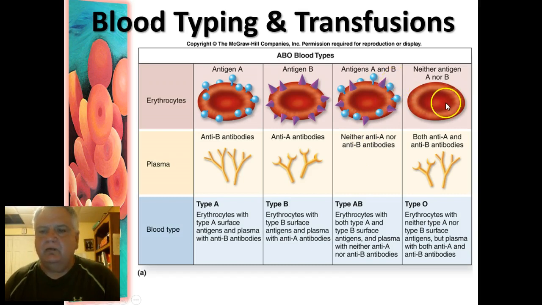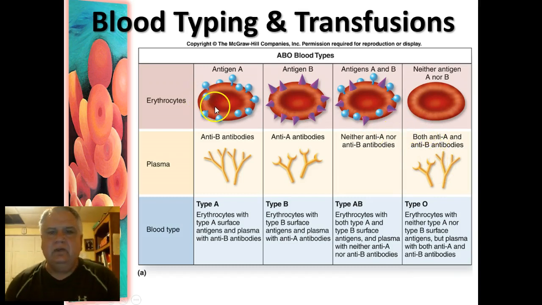Now, how about a person who is type O? Can they receive a transfusion of type A? The answer is no. The reason? They have anti-A antibodies in their plasma that would cause the A blood to clump as soon as it enters. Can they receive a transfusion of type B blood? The answer again is no, because they have anti-B antibodies that would clump the blood as soon as it entered.